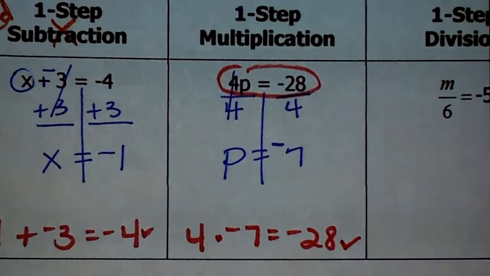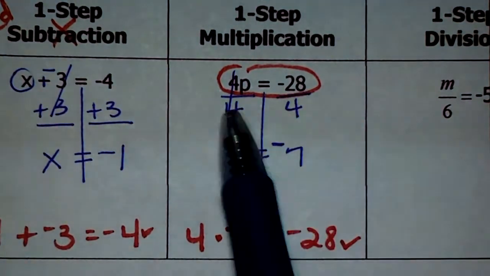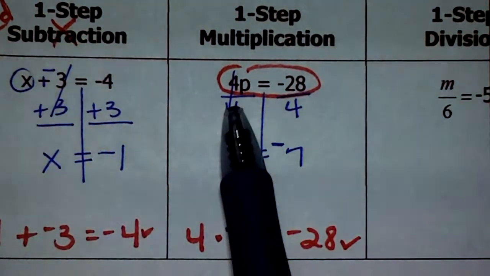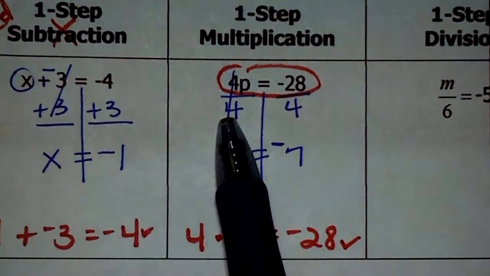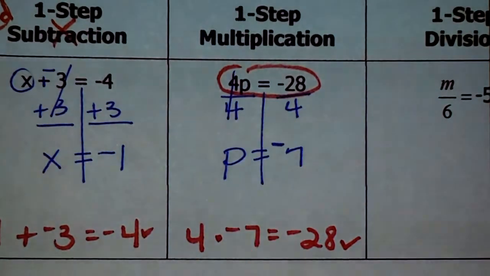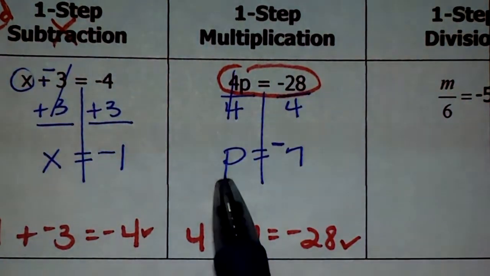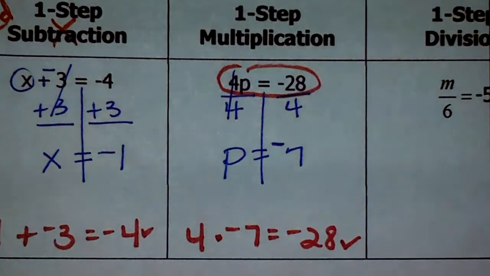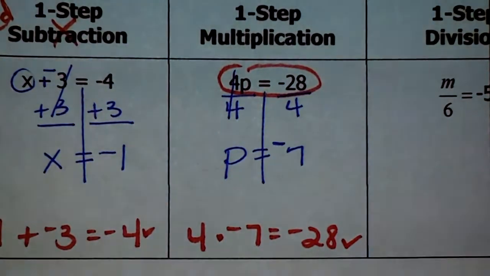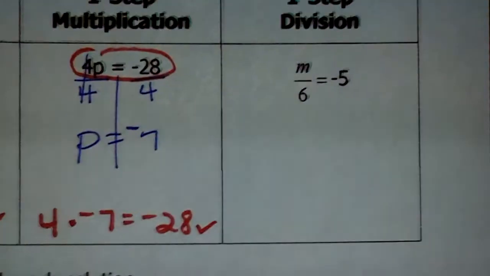So to solve a one-step multiplication equation, all you need to do is divide by the coefficient of the variable. We didn't change any signs here, right? What would have happened if I divided by a -4 instead? Isn't 4 divided by -4 equal to -1? I don't want to get negative p. I want a positive p. I know, yeah, that sounds so funny.